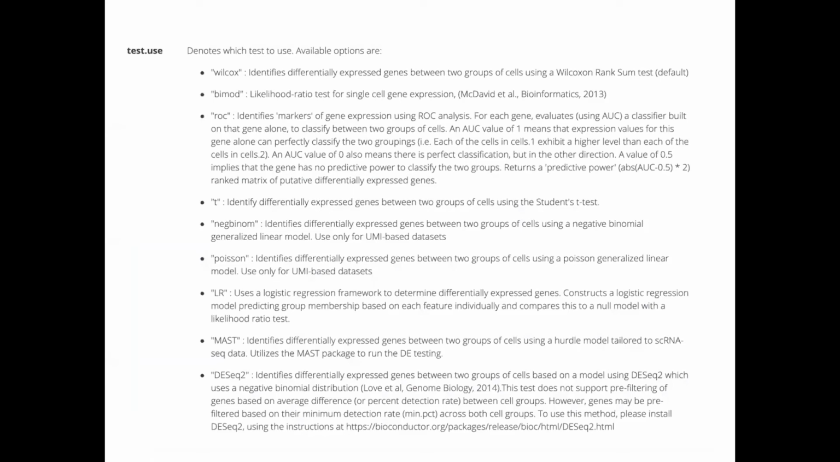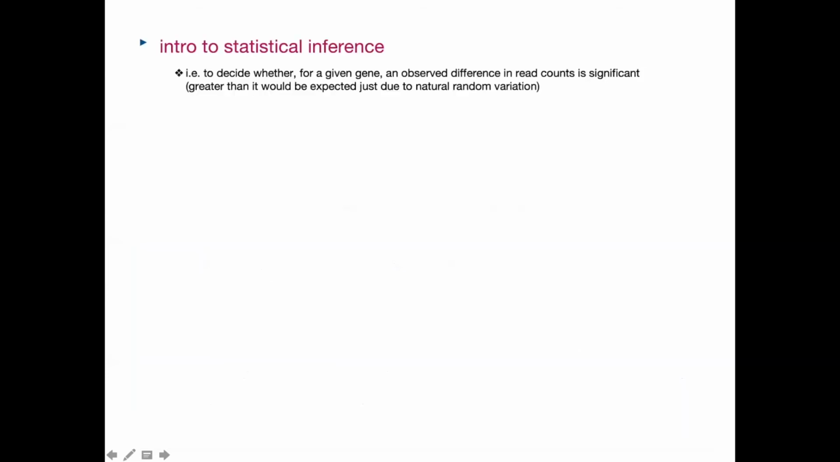So, as I said, Seurat has a lot of different methods to run for differential expression. The default is the Wilcoxon rank sum test. I'm not going to go through all of these, but we'll talk a little bit about statistical inference. The idea is to decide: are the differences we observe just due to random noise, or is it a true signal, more or less?